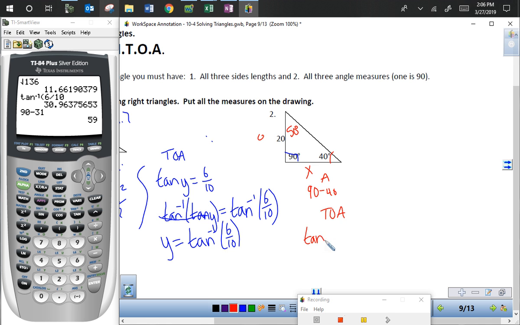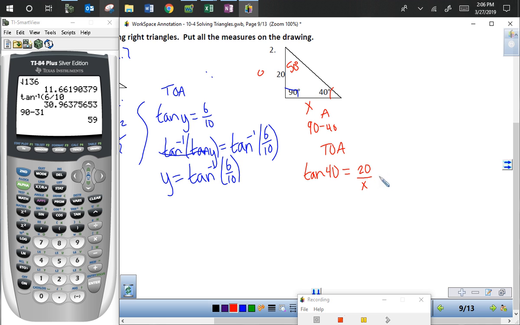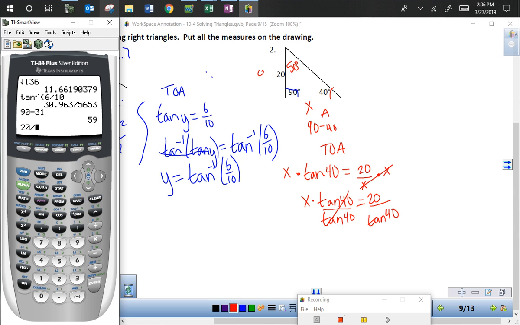This time though, tangent, we know our angle, it's a 40, equals opposite 20 over adjacent x. So we have to solve for x. Multiplying by x on both sides gets rid of that denominator, and then we're left with x times the tangent of 40 equals 20. x isn't quite by itself here. We have to get rid of the tangent 40 by dividing. So we've got 20 divided by tangent 40, which is about 23.8.